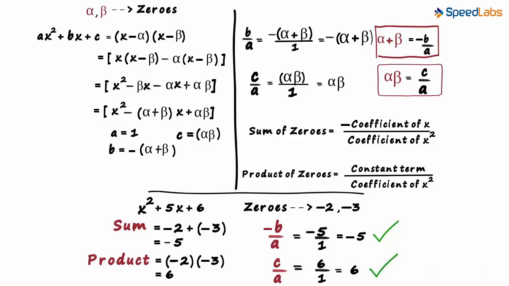So this can be one way to check our answers. Once you get the zeros, try finding out minus b by a and c by a to verify your answer.